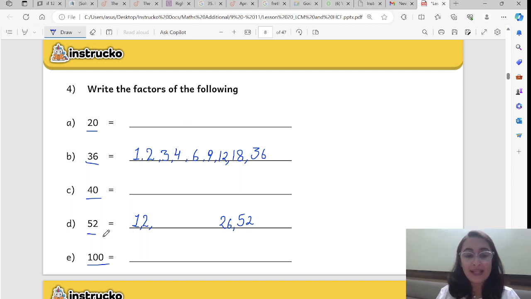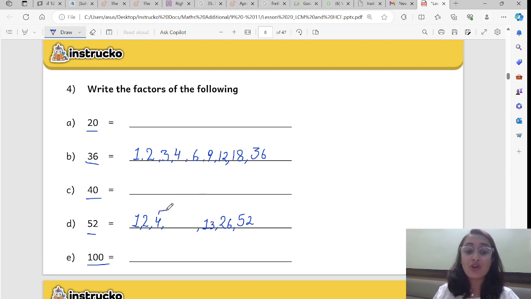Next, as we can see from here, 52 is not divisible by 3. Okay, let's check for 4. 52 is divisible by 4. So another factor of 52 is 4. Now what is the number which when multiplied by 4 gives us 52? Right, that number is 13. So here are my two other factors of 52, which are 4 and 13.